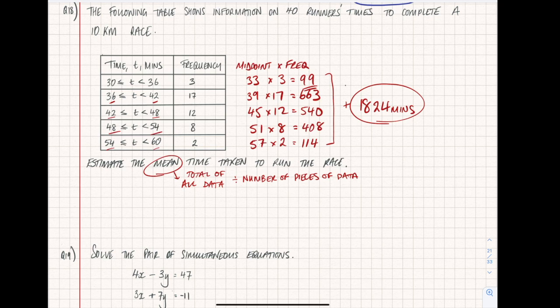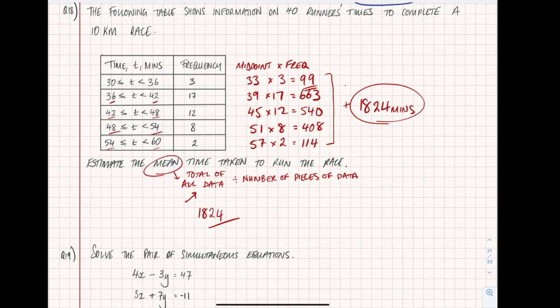Now, what you then need to do is to find the mean. That's my total of all the data, so 1,824. And remember, that's an estimate. That's not exact. Assuming that these three people took 33 minutes. So that's why this becomes an estimate. And then you just need to divide that total by how many people there are here. Now, be really careful here because a common mistake is people divide it by 5 because there's 5 groups.